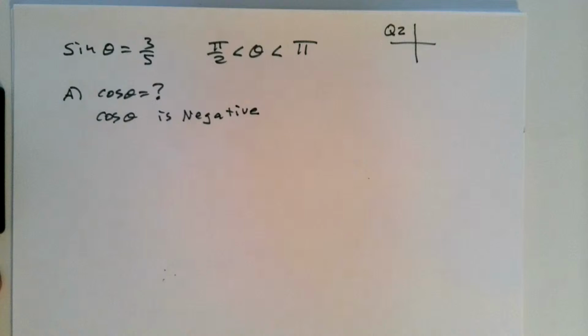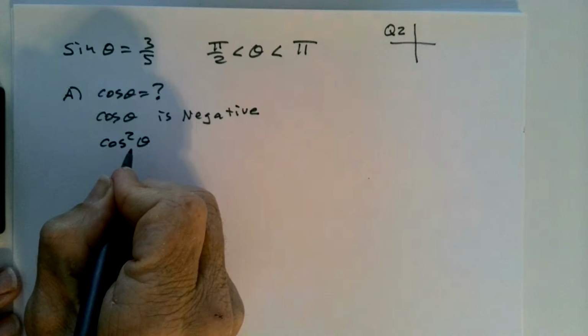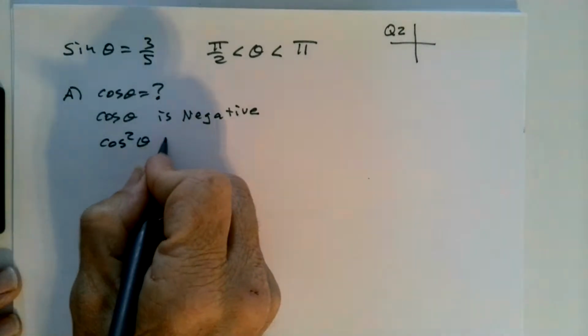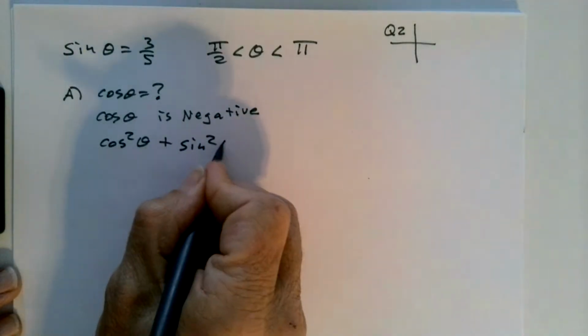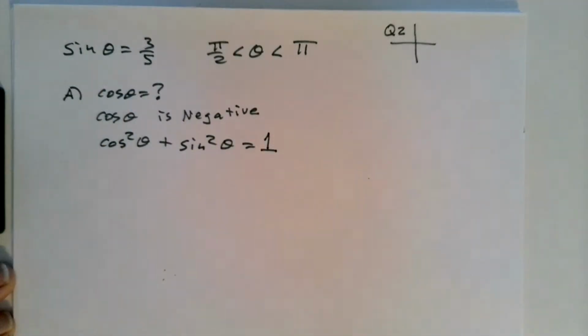What else do I know? Well, I have my absolute favorite identity of all, which is cos squared theta plus sine squared theta is 1. Harley has an answer already. Nice. Let's see if it's right. Cos squared theta plus sine squared theta is 1. I know sine theta is 3/5.